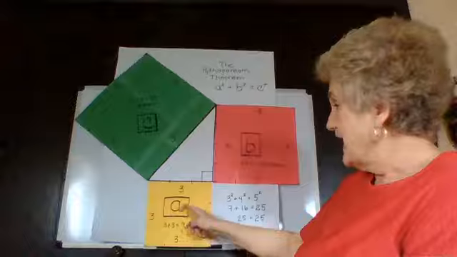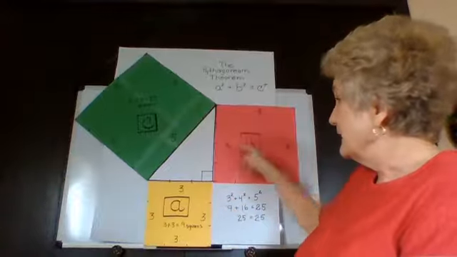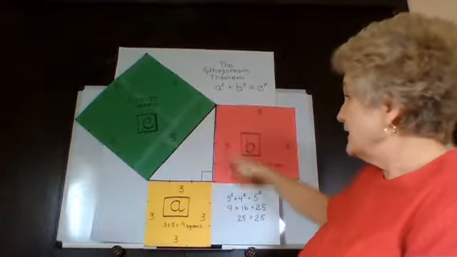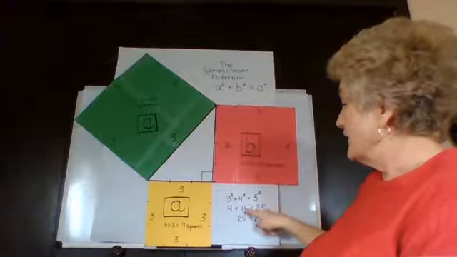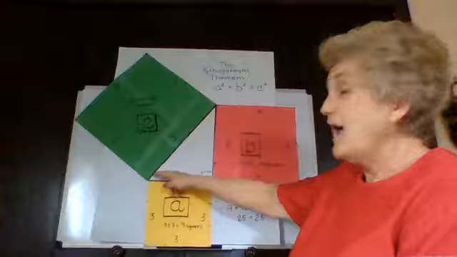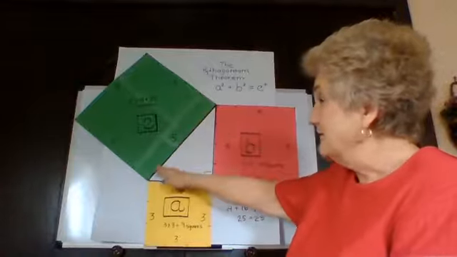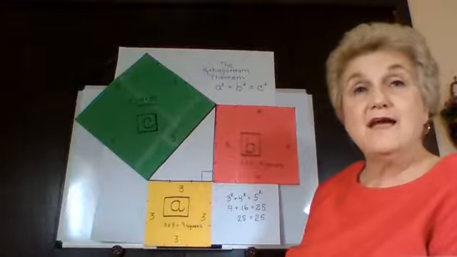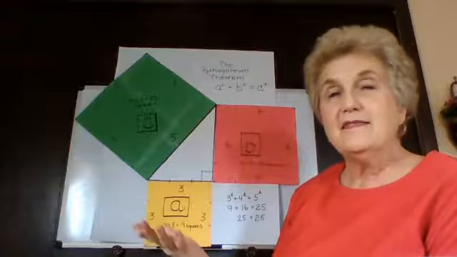This side we'll call side A. 3 squared is 9. This side we'll call side B, or 4. 4 squared is 16. And 9 plus 16 is 25. And the hypotenuse is 5. 5 times 5 is 25. So Pythagoras was right. He was a great thinker.